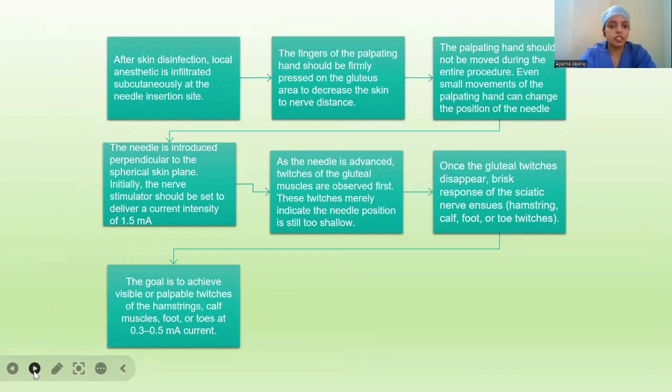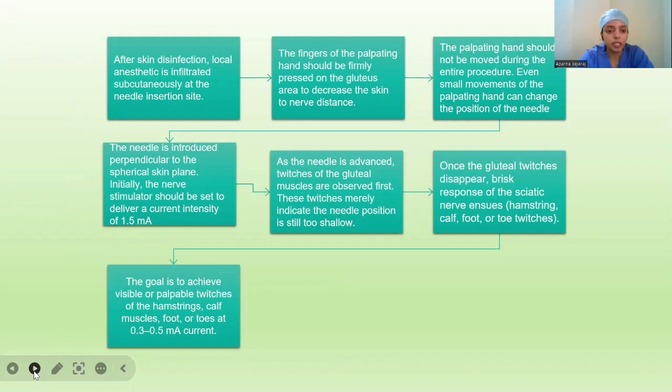After skin disinfection, local anesthetic is infiltrated subcutaneously at the needle insertion point. The palpating finger should be firmly pressed to the gluteal area to decrease the distance. The palpating finger should not be moved during the entire procedure because the movement of the muscles can cause the movement of the needle and the position can be changed.